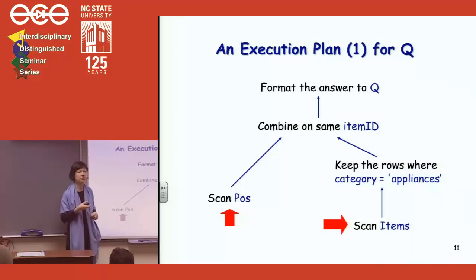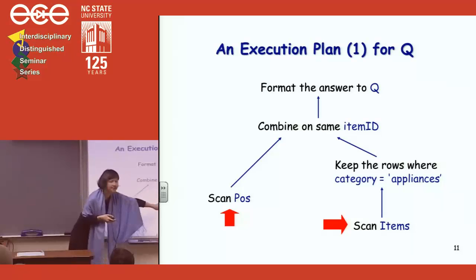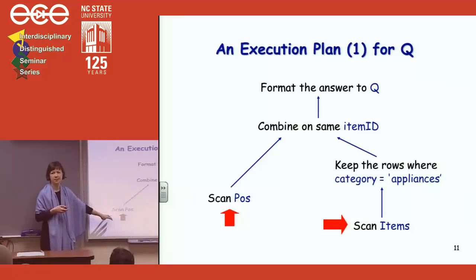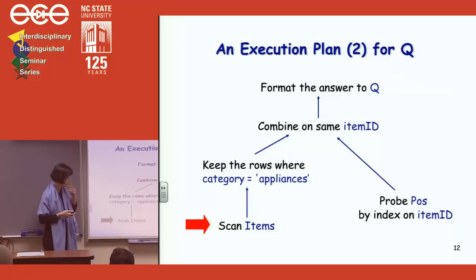So this is a brute force way of executing this query. Not good on large data. The red arrows say it's not good on large data. The next plan I'm going to show you swaps these two branches. This branch will remain the same, but it will be shown on the left side. I'm going to make an improvement on this, and the only way I can make this improvement is to swap the branches. So let's see how. This branch is as before: brute force scanning of the items relation, keeping just the information about the appliances.